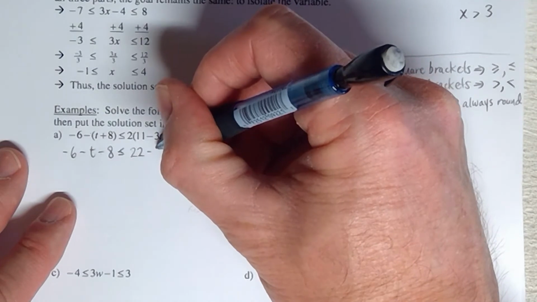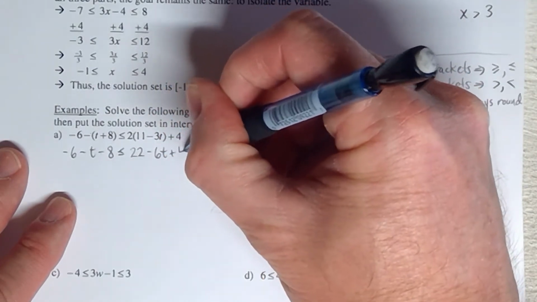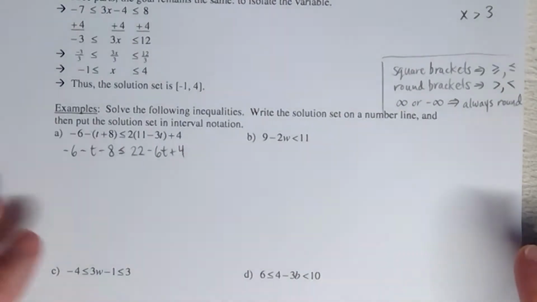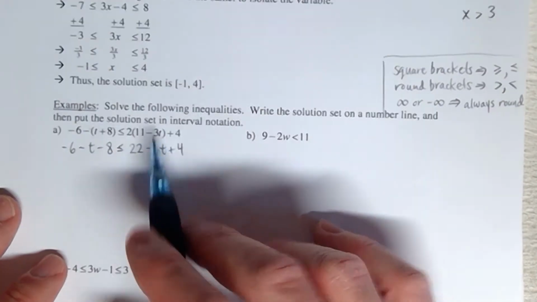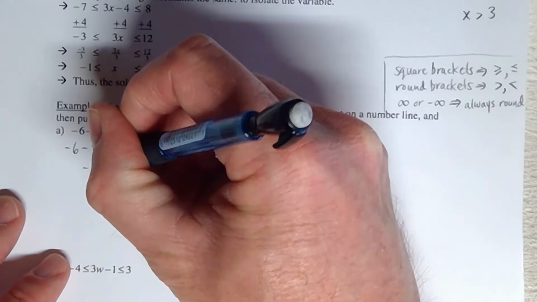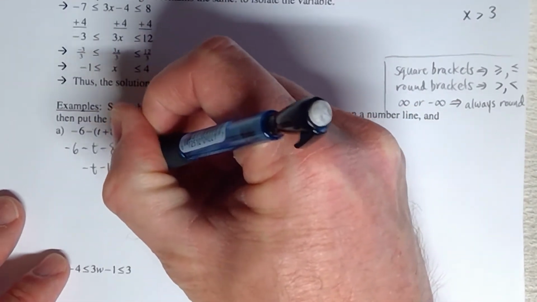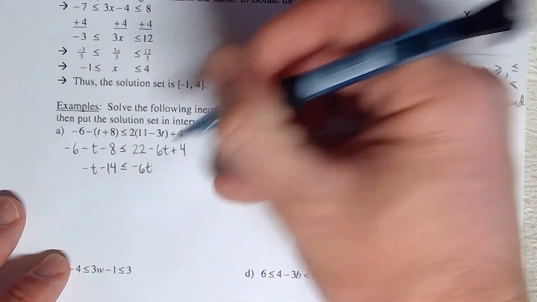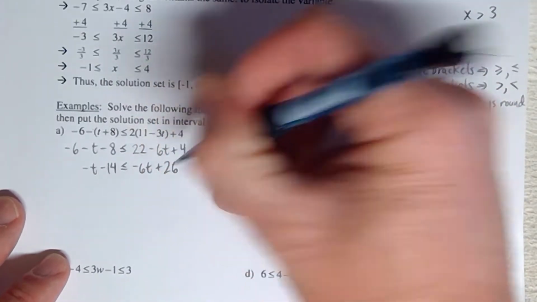Distribute the 2 right here, again, just like we normally would. Then what does the linear equations tell us to do after we distribute out our parentheses? It tells us to combine like terms. So let me do that now. Then it tells us to what?